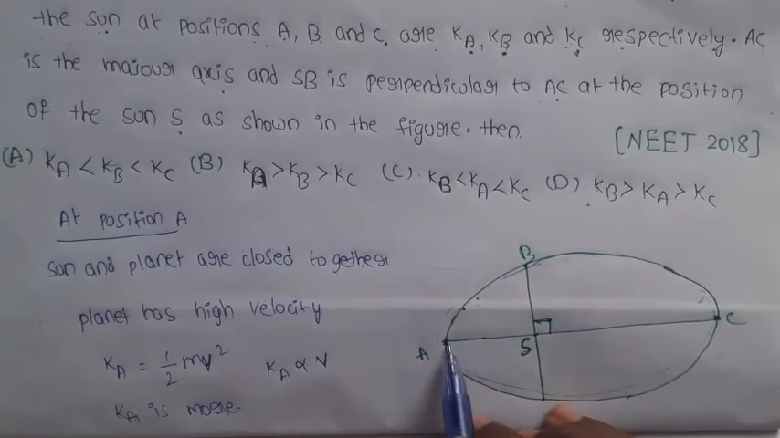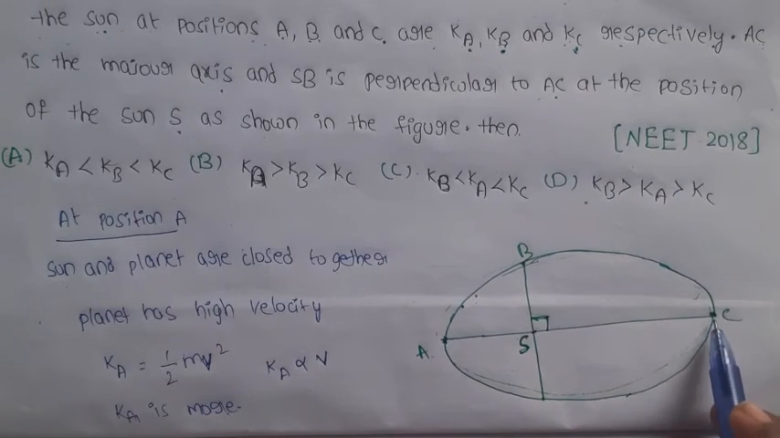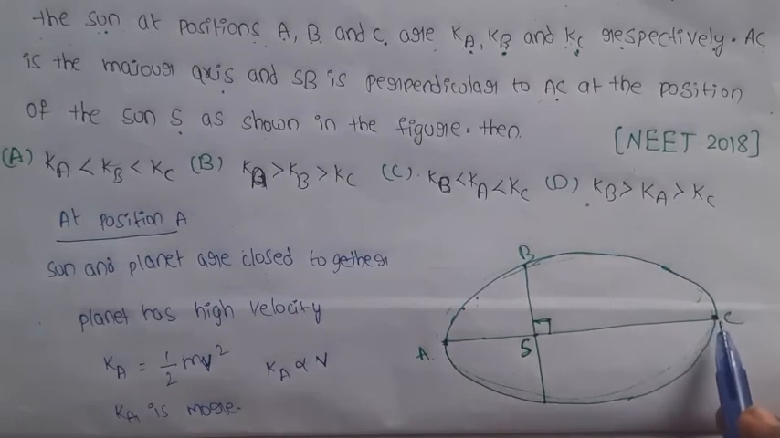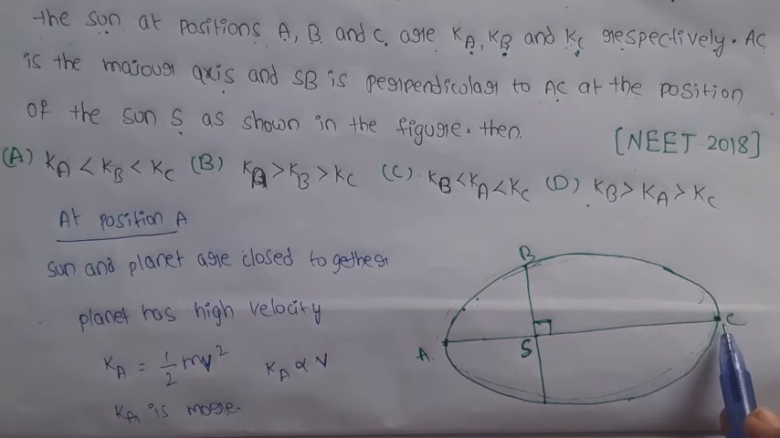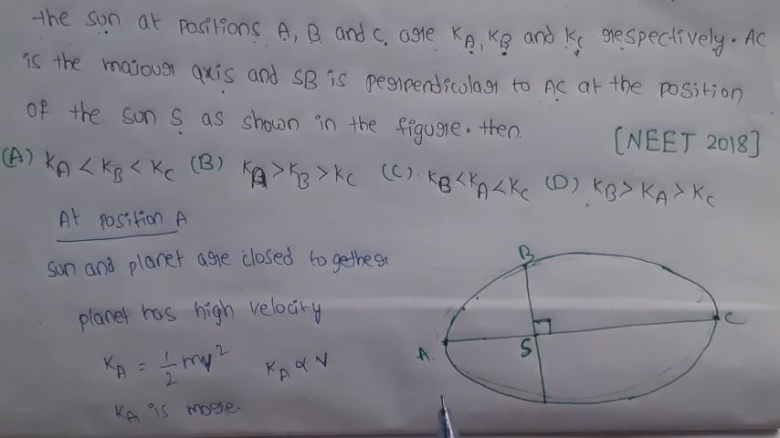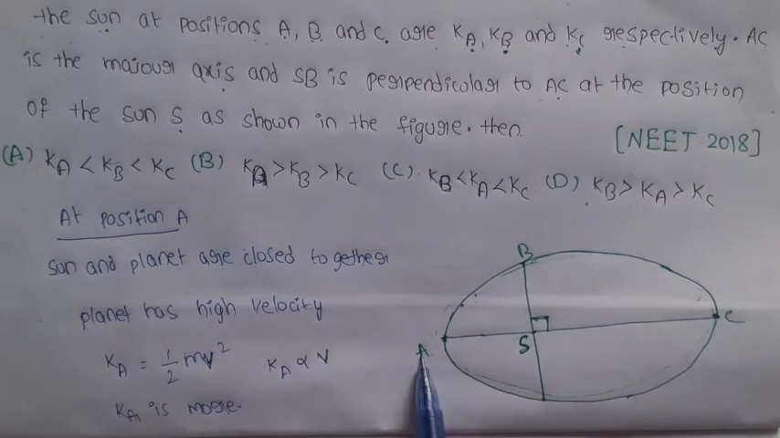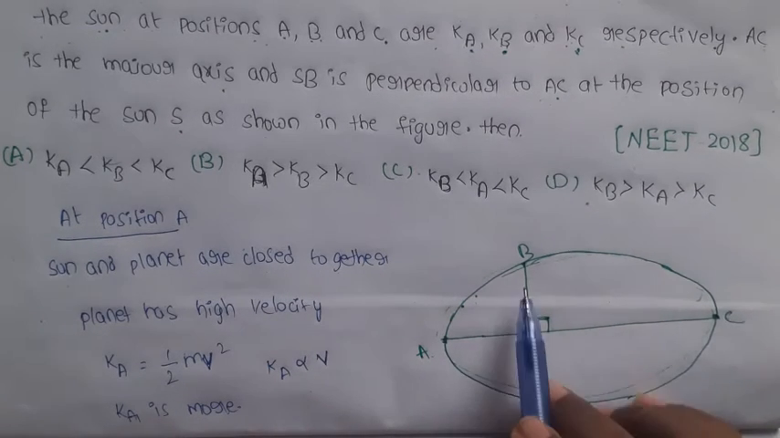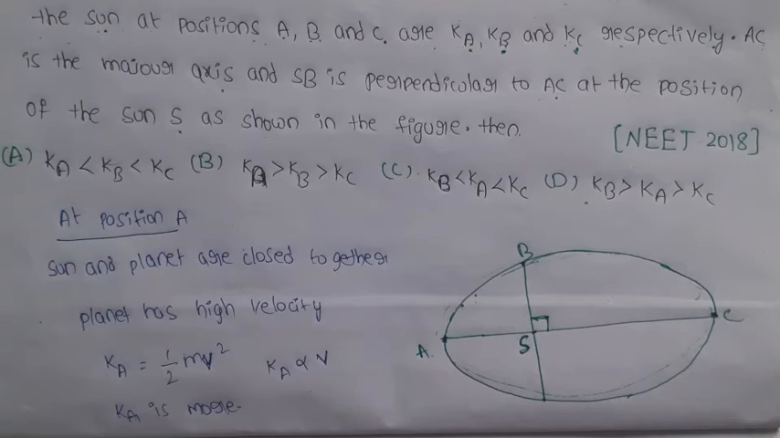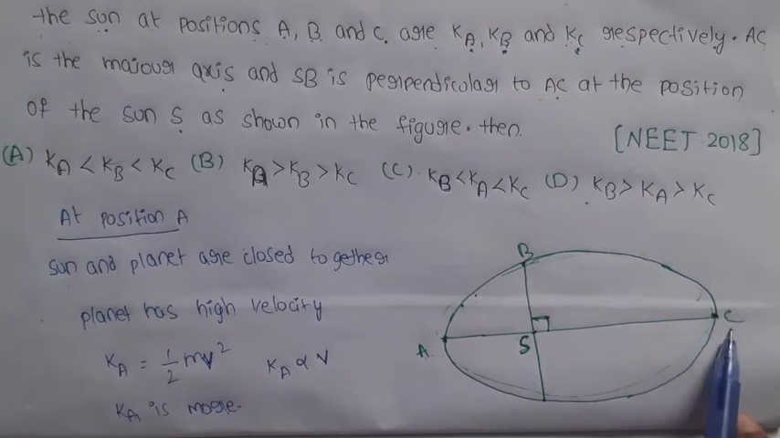So the planet at position A has maximum kinetic energy. The planet at C has minimum kinetic energy. What about position B? It is between points A and C. So the kinetic energy is also between that at position A and position C. So at point B, the kinetic energy of the planet is between Ka and Kc.